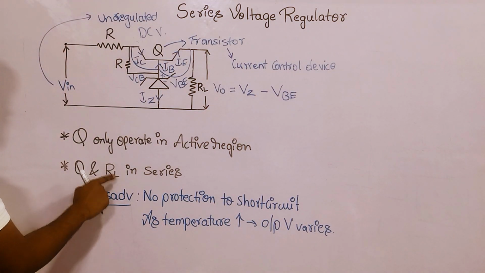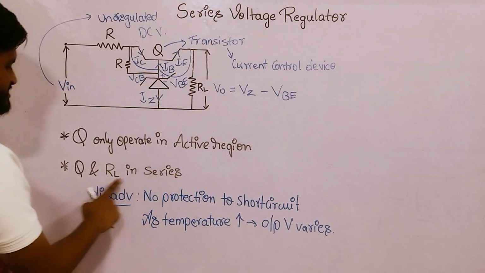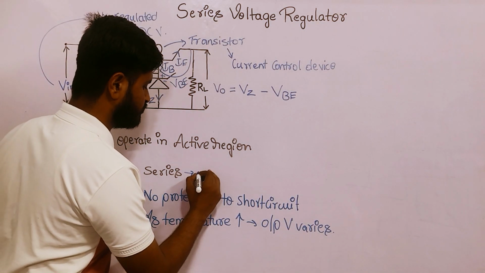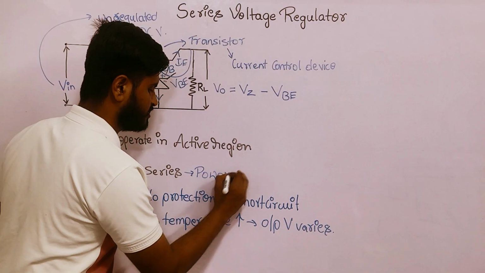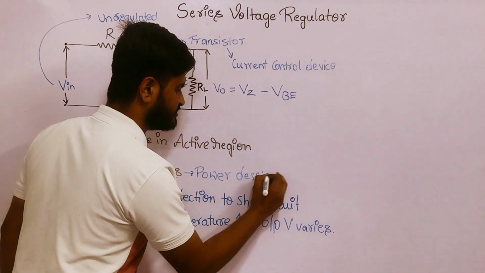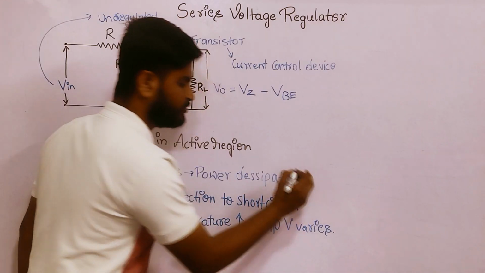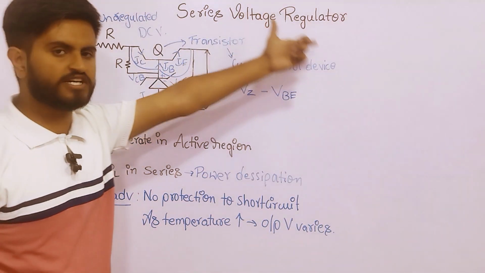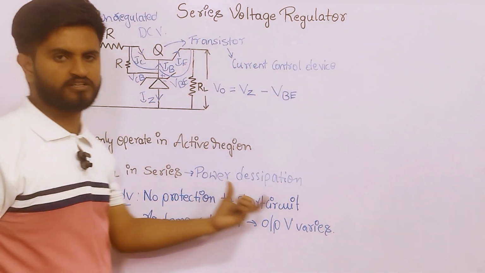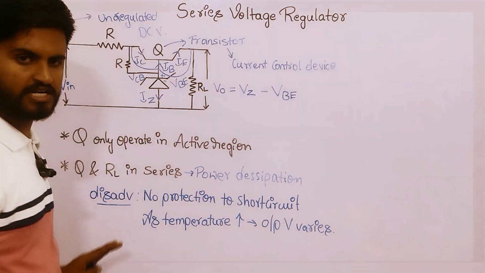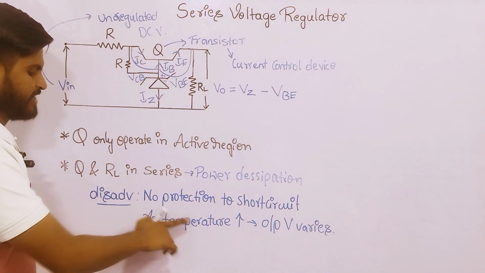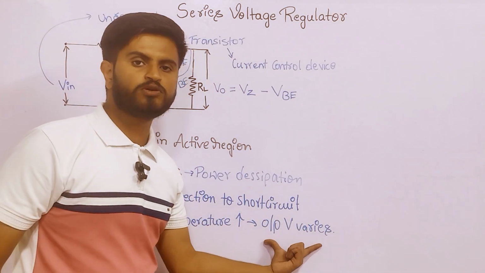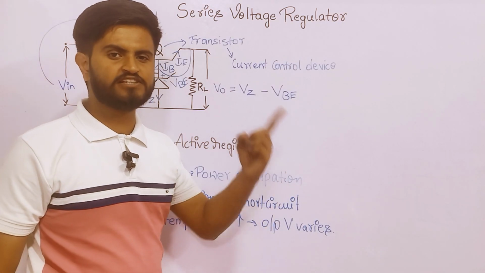Now the transistor Q and load resistance RL are in series. When both of these are connected in series, this causes more power dissipation. Due to this power dissipation, a short circuit can happen, and in the series voltage regulator circuit there is no protection for the short circuit. So this is the major disadvantage. Another is, as the temperature increases, the output voltage varies. The output voltage may increase or decrease.